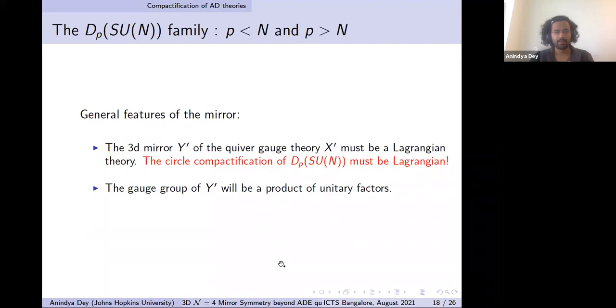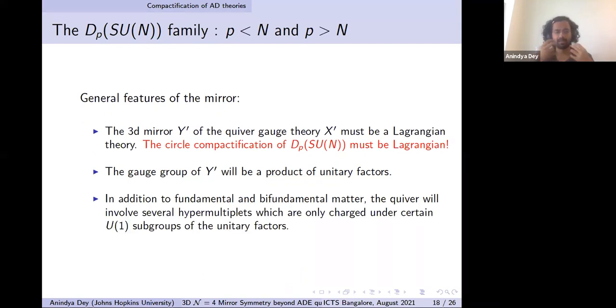Secondly, it tells you that the gauge group of Y prime, that is the Lagrangian theory that you just constructed, must be a product of unitary factors. So there will be no special unitary factors, for example. Additionally, aside from fundamental and bifundamental matter, the quiver will involve several hypermultiplets, which are only charged under certain U1 subgroups of the unitary factors. In other words, those blue lines that I was drawing. So aside from fundamental and bifundamental hypers, those blue hypermultiplets would also be there.